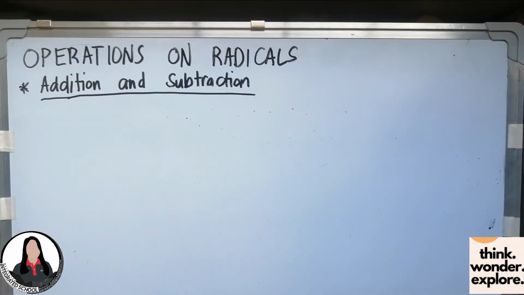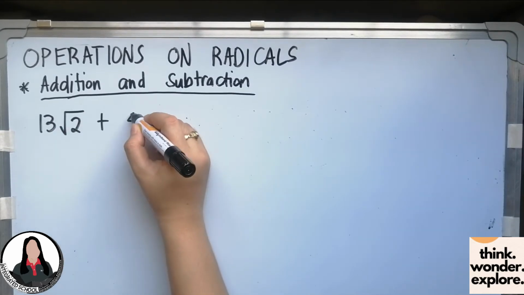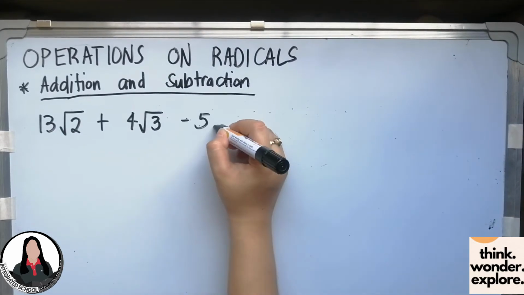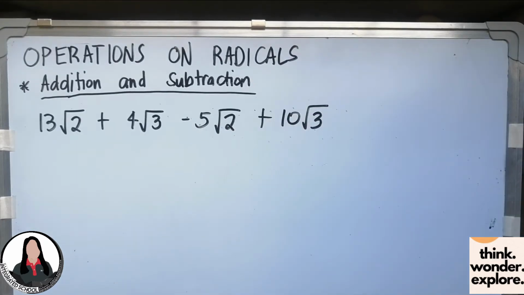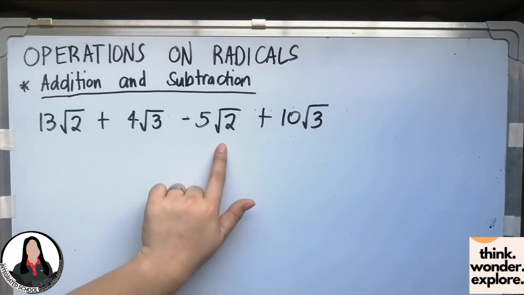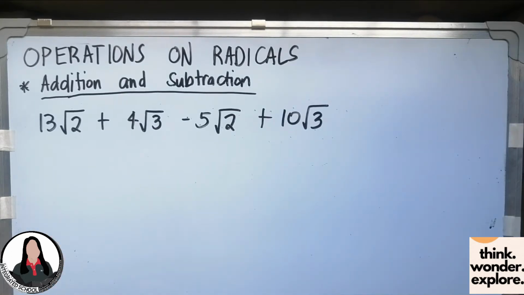Let us have another example from your module. We have 13 square root of 2 plus 4 square root of 3 minus 5 square root of 2 plus 10 square root of 3. So kung papansin natin, meron tayong dalawang magkaibang radicals. Meron tayong square root of 2 at meron tayong square root of 3 kung saan tig-dalawa sila ng term. So para mas madali natin siyang may add, palitan lang natin yung order ng ating terms. Because according to commutative property of addition, changing the order of the addends does not affect the sum.